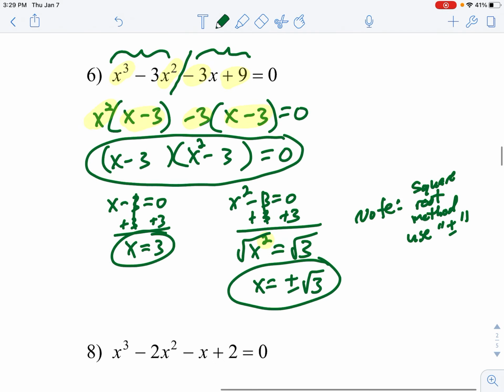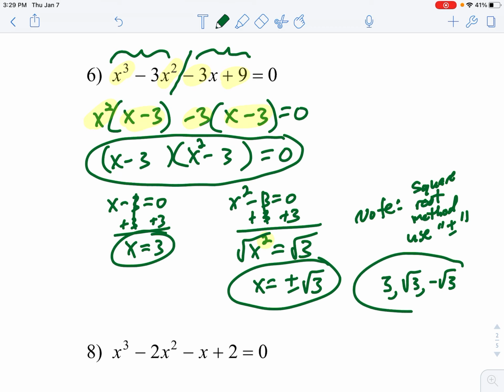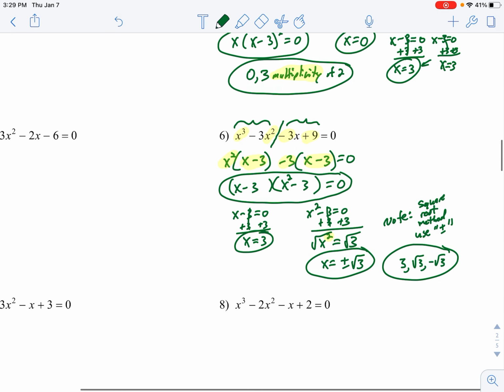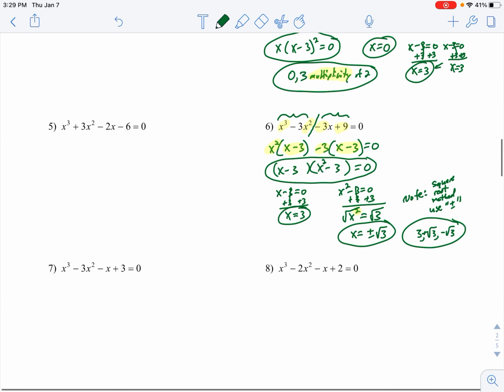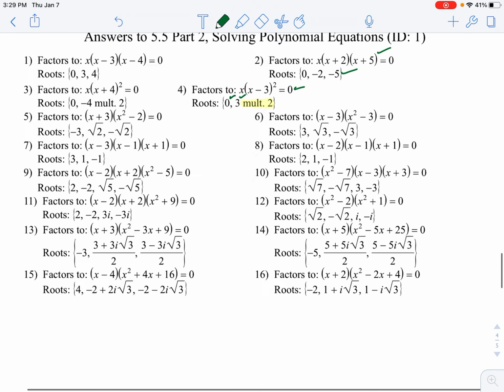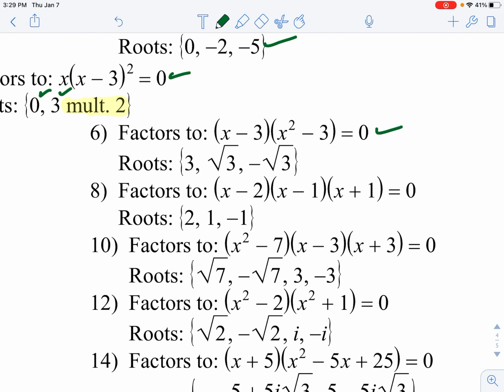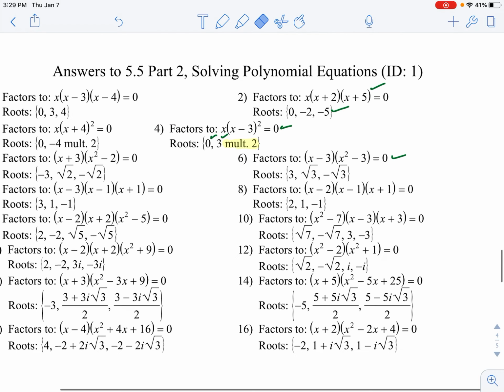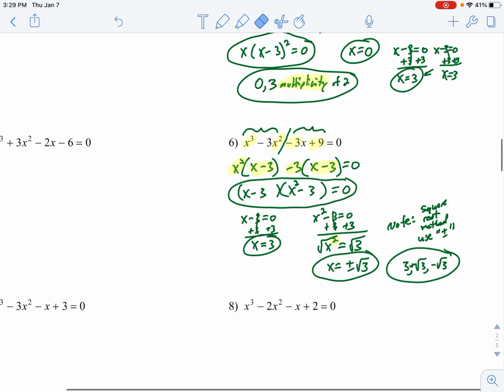Or I bet maybe the answer key is going to say 3, and then square root of 3, and then negative square root of 3. Probably write the answers separately like that. Maybe a plus sign here, maybe not for the plus minus. Let's check number 6. So here it is factored. 3, positive square root of 3, negative square root of 3. They just didn't write the plus sign for the plus minus. All right, that was kind of complicated.